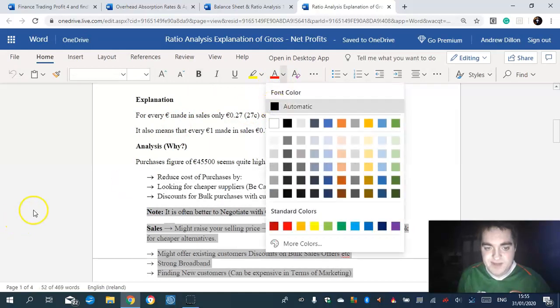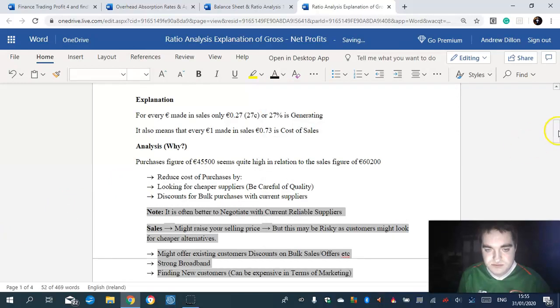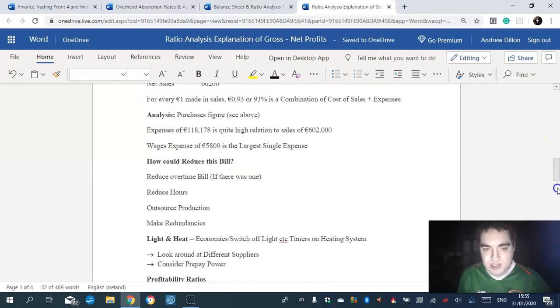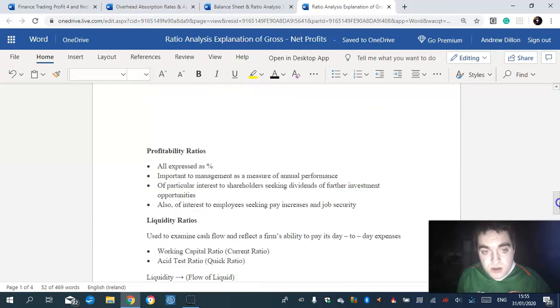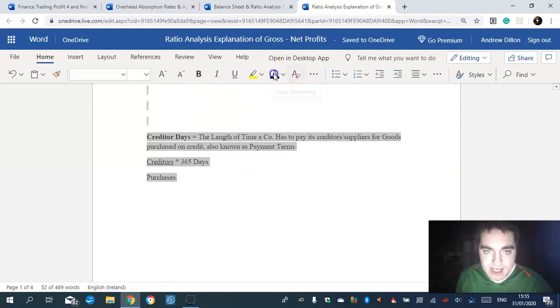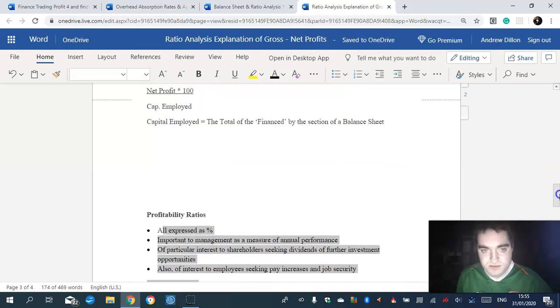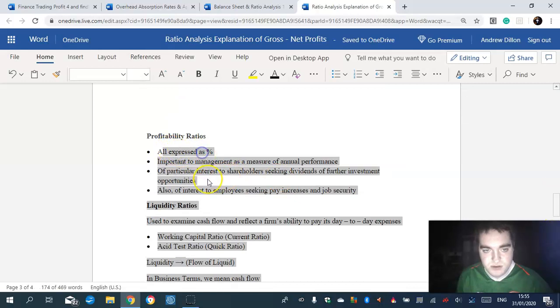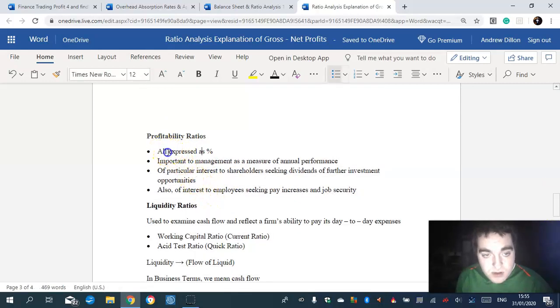Just need to turn these black. Okay, so yeah. Right, here is the more information details about ratios. So profitability ratios, all expressed as percentage. Okay, give me a second while I turn all the writing text black. Okay, now I can move on.